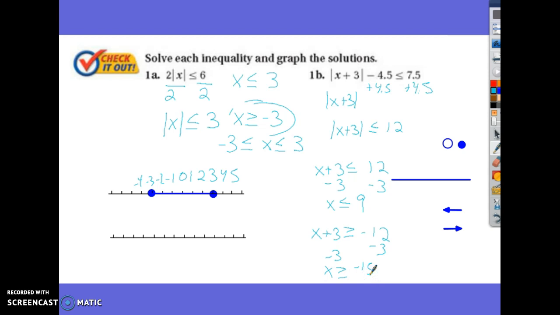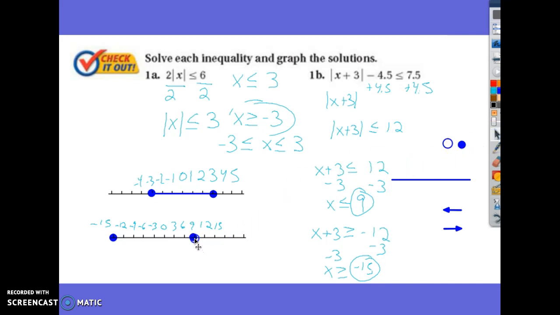So let's look at our number line. I'm going to actually count by 3's here. So -15, -12, -9, -6, -3, 0, 3, 6, 9, 12, 15. So we have closed circles again. So I'm going to put one on -15 because that's what I have down here, and I'm going to put one on 9.